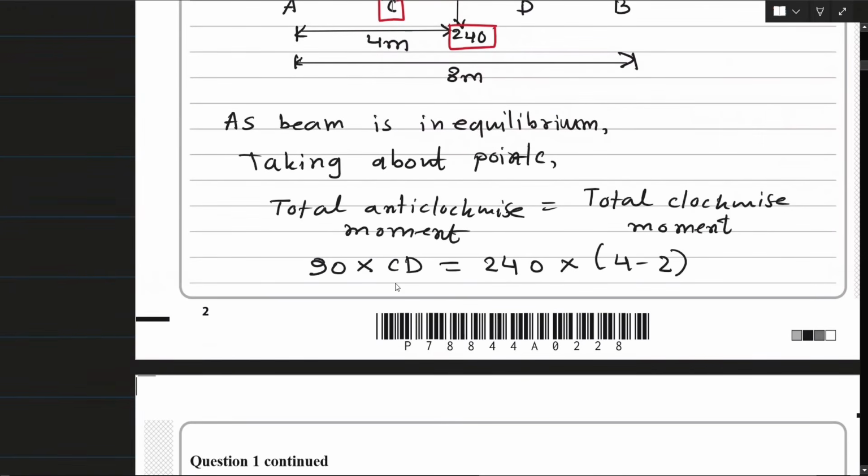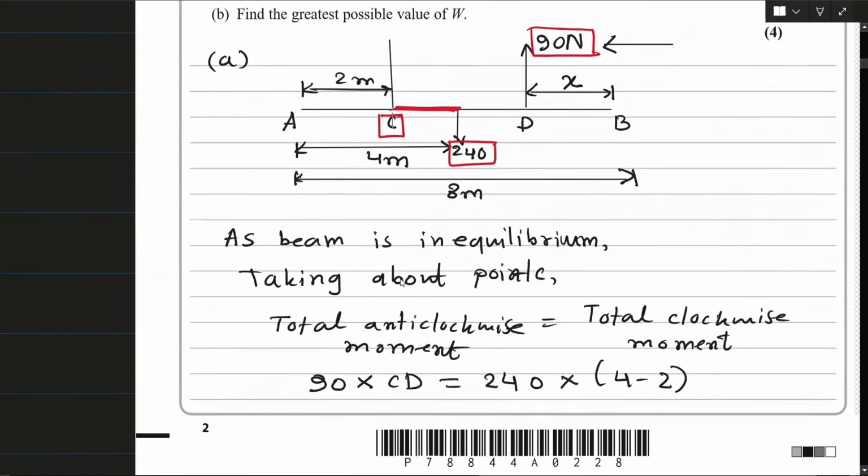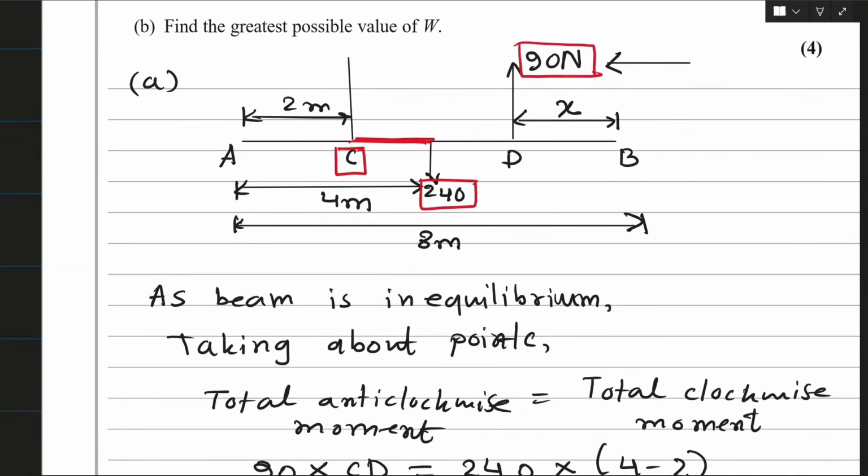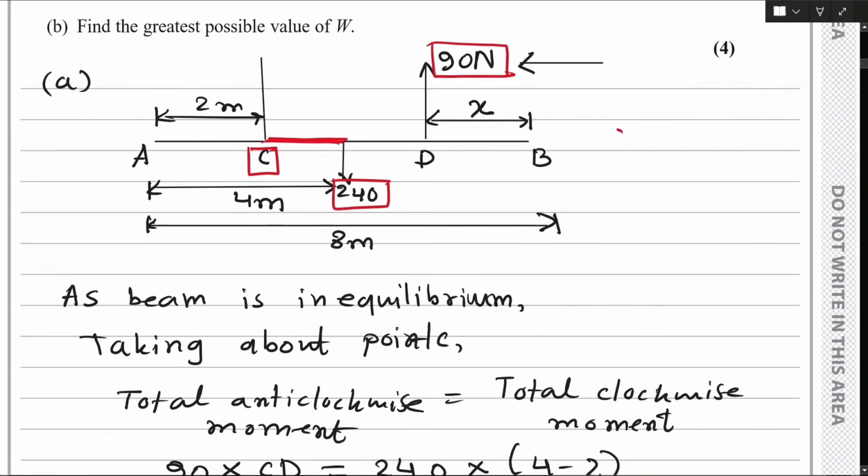Now we also need the length of CD. In order to find the length of CD, we only need to consider these forces. So in order to find the length of CD, we can subtract 2 and x from 8. Subtracting 2 and x from 8 will give us the value of CD.